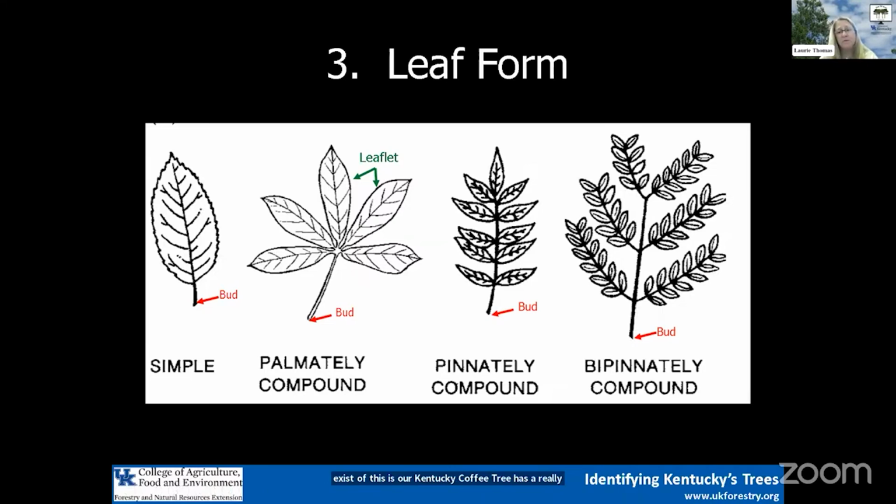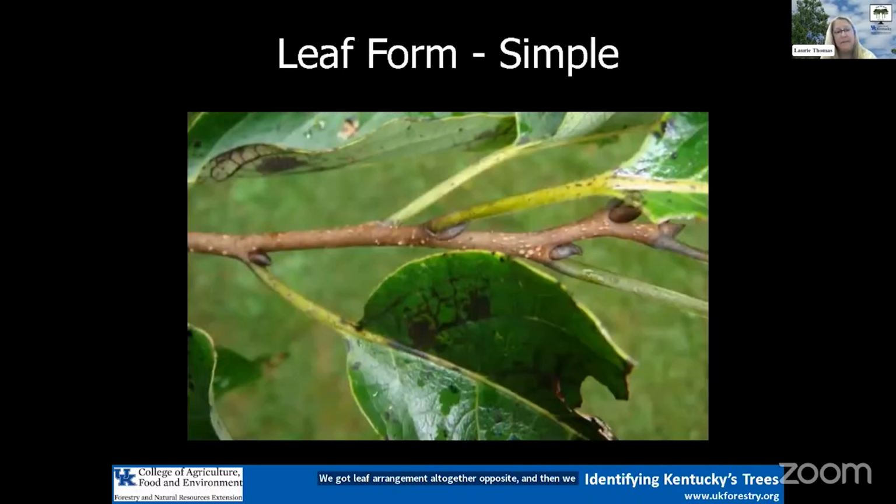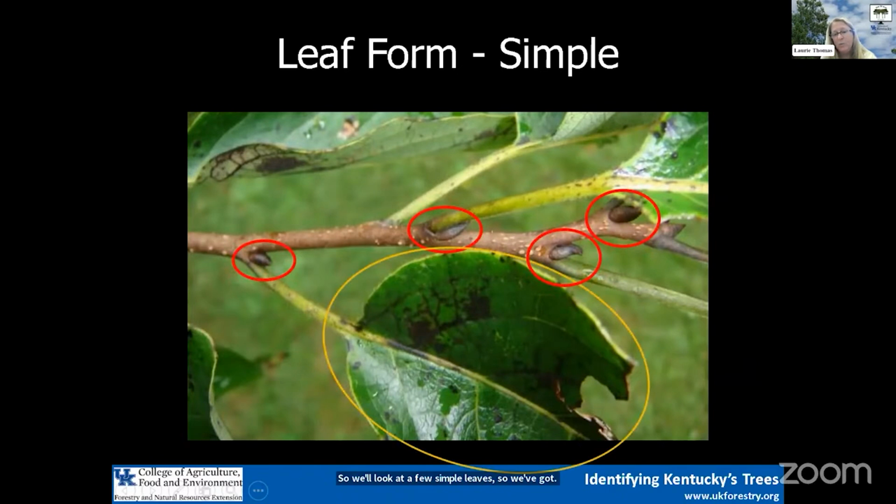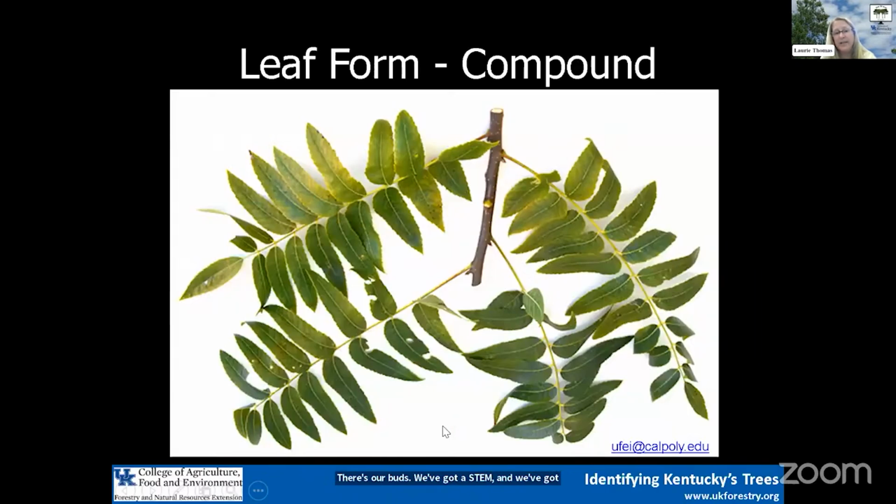So leaf form. Remember, we got leaf type, needle or broadleaf. We got leaf arrangement, alternate or opposite. And then we have leaf form, simple or compound. Okay, so we'll look at a few simple leaves. So there's our buds, we've got a stem, and we've got one blade. So this is a simple leaf.